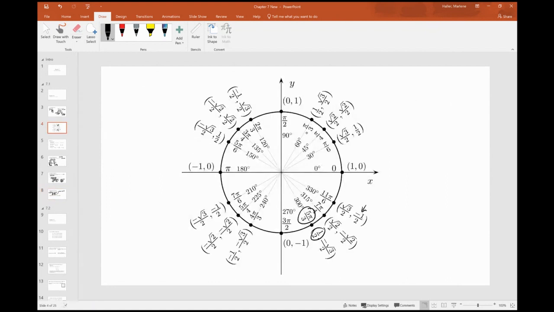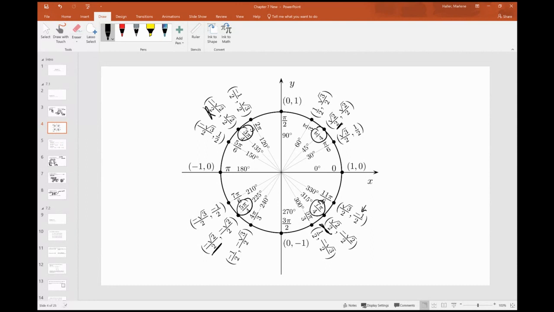Where is my cosine going to be positive or negative square root 2 over 2? Well, cosine is our x-coordinate, right? So there's 1, pi over 4. There's a negative, 3 pi over 4. Okay, what else do I have? Square root 2 over 2 cosine, there's 1. There's a negative. Okay, that's 5 pi over 4. And here's a positive 7 pi over 4.